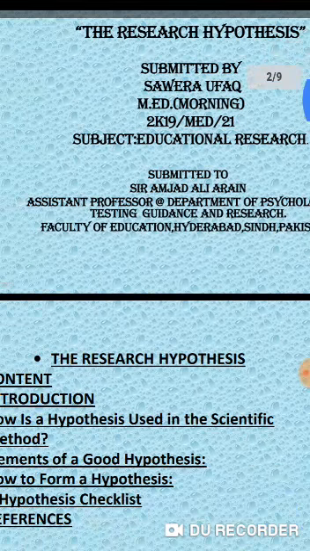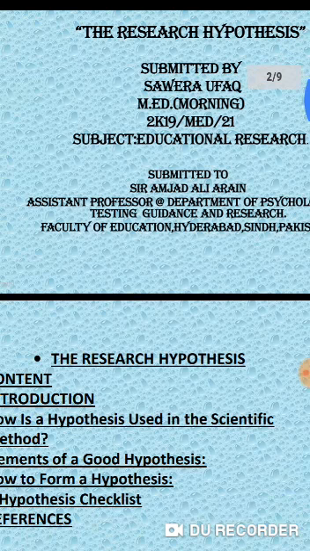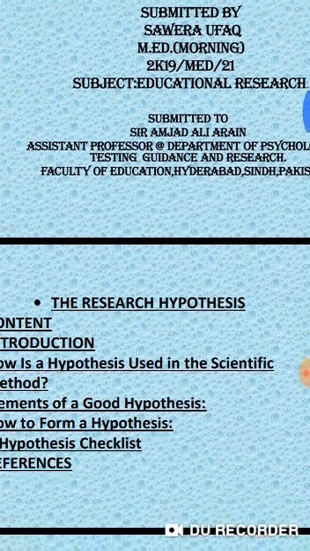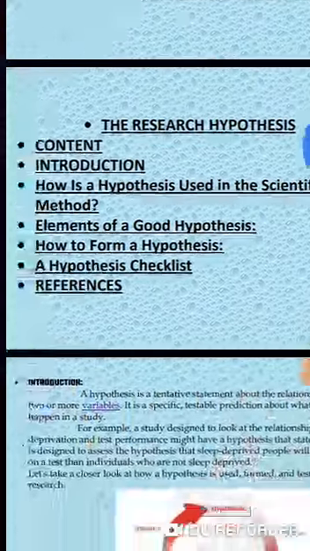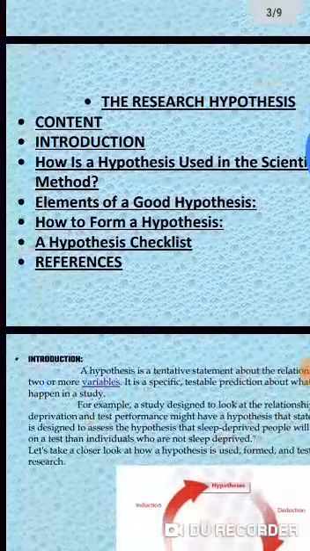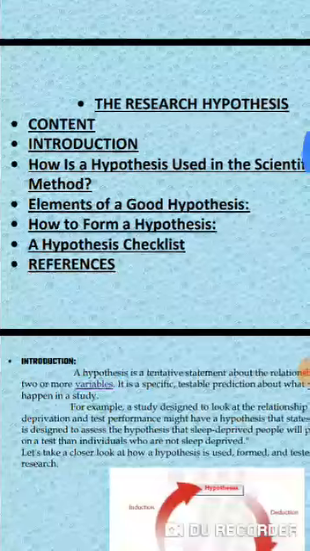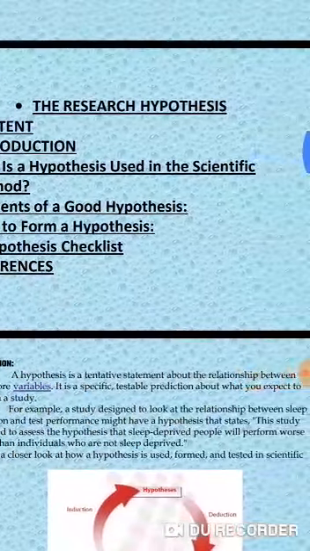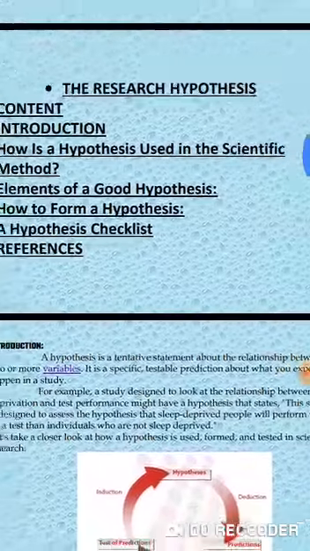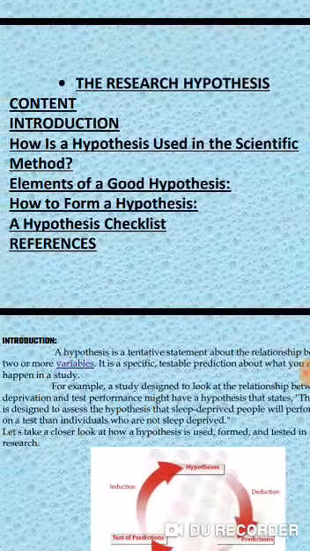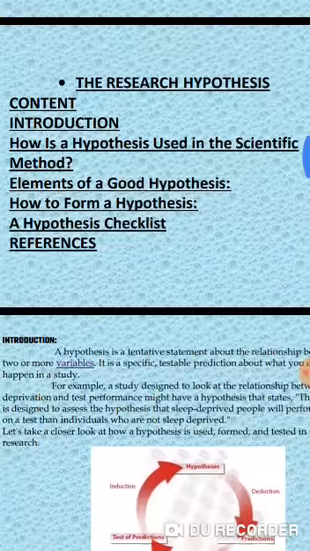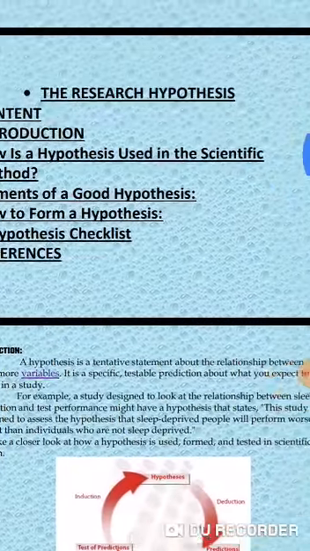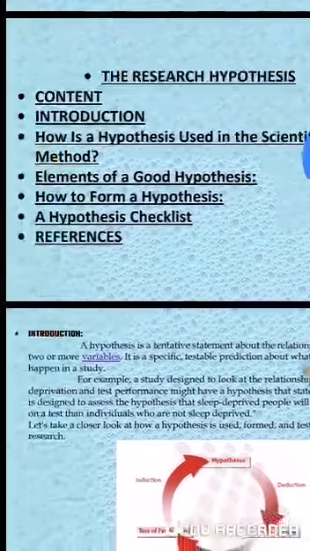First of all, we have to discuss what is hypothesis. So we have a definition of hypothesis, that is, a hypothesis is a tentative statement about the relationship between two or more variables. It's a specific testable prediction about what you expect to happen in a study. ये हमेशा एक प्रिडिक्शन होती है. रिसर्च प्रिडिक्ट करता है कि मेरी स्टडी में ये चीज़ें हो सकती हैं.